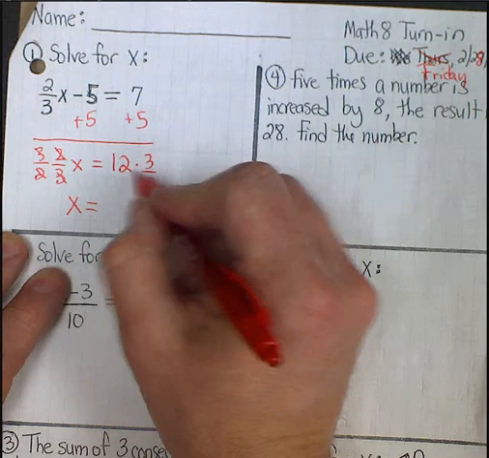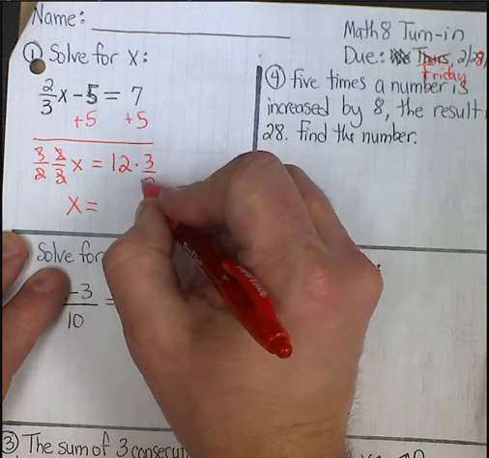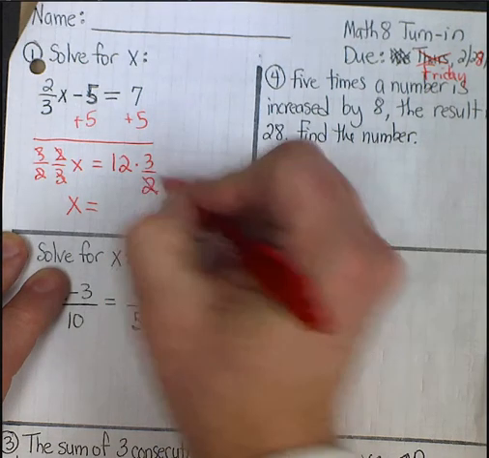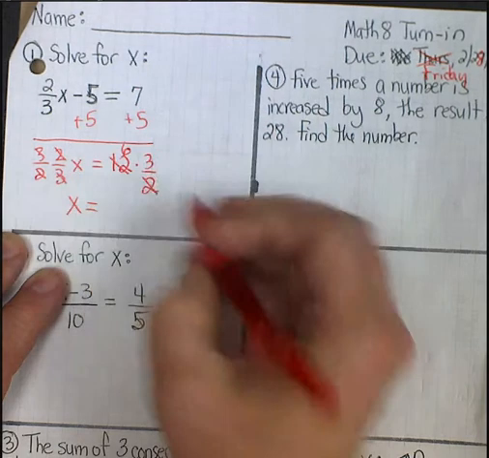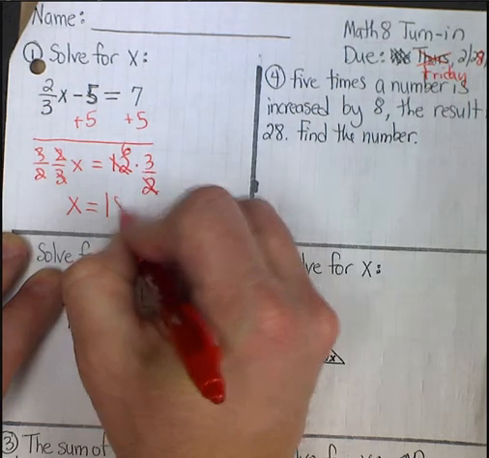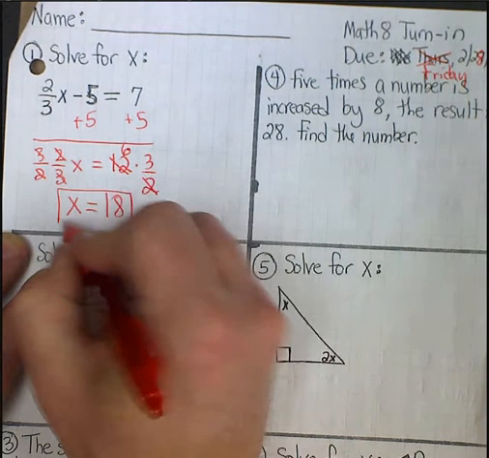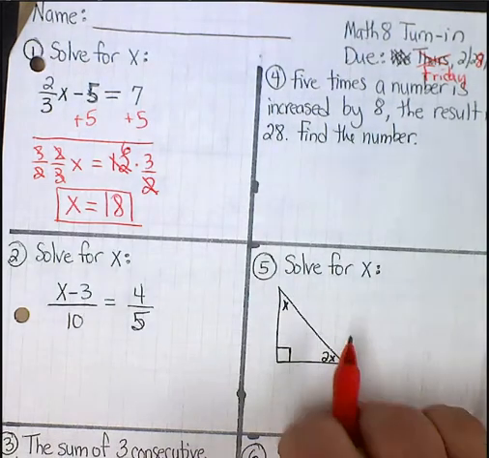Remember, when you're multiplying by a fraction, it's like dividing by the denominator. So what's 12 divided by 2? Well, that's 6. And then what's 6 times 3? Answer is 18. So there's my first answer.